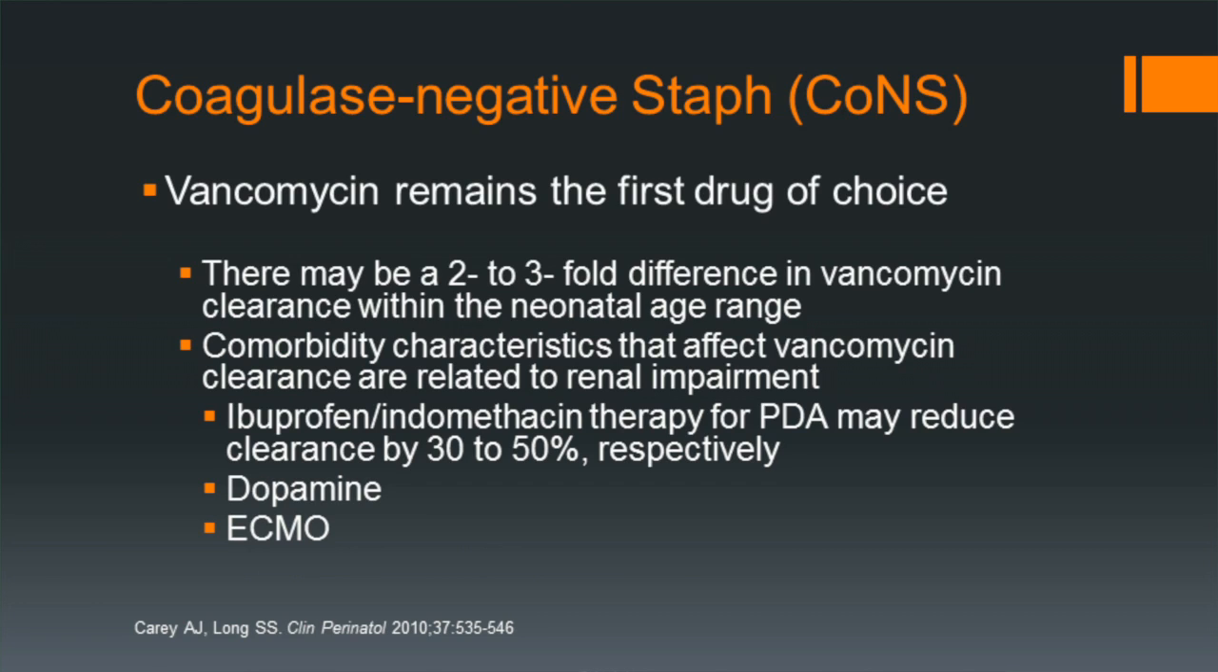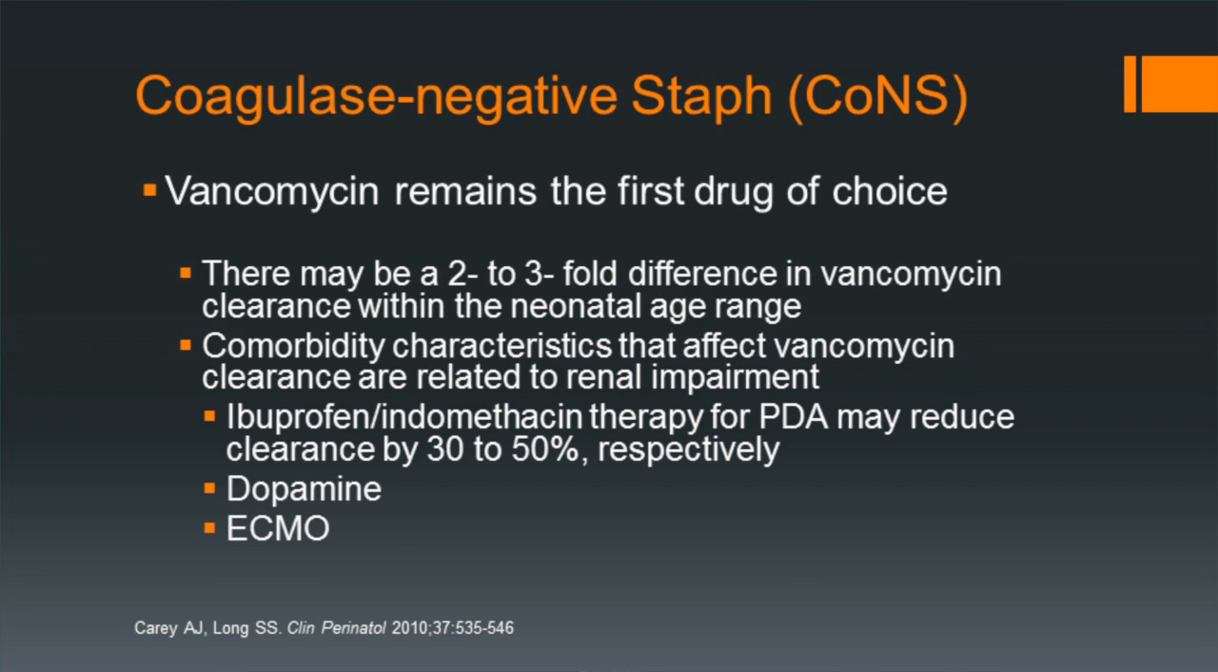There may be, and I've kind of alluded to this already, a 2 to 3-fold difference in vancomycin clearance within a neonatal age range. You may have a baby in one bed that requires Q36 vancomycin, and you may have one which is probably older, probably born more close to term, but might be the same gestational age that requires Q12 or Q8 dosing. So there could be a big difference from one baby to the next, so that needs to be considered.